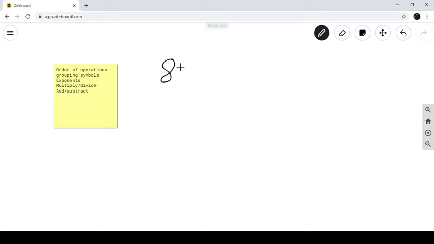8 square roots of 4. That is the worst looking 4 I've ever seen in my life. 4 times 4. Okay. So remember, order of operations. Grouping symbols first, then exponents, then multiply and divide, then add and subtract.